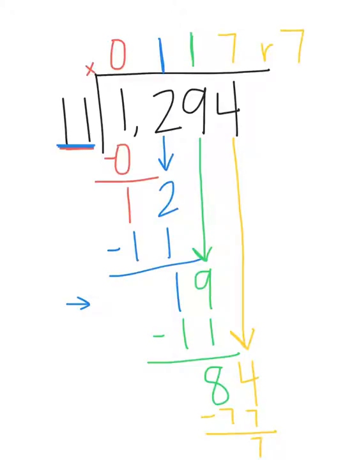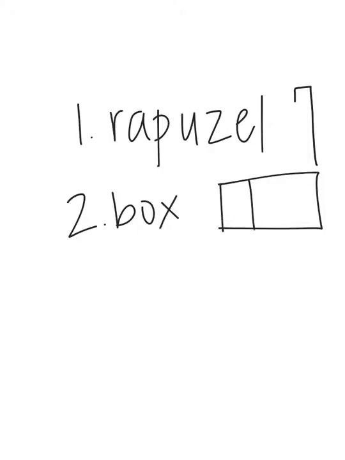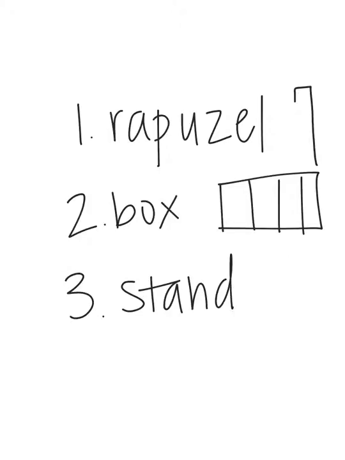Okay, so 3 different strategies. You have the Rapunzel, and we call it Rapunzel because it's like she's letting down her hair. That was the one that looked like a hook, like this. We had the box method, or the box strategy, where we had a box and we divided the number up by its digits. And then we had the standard algorithm.